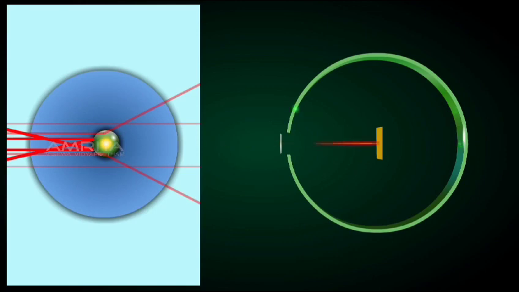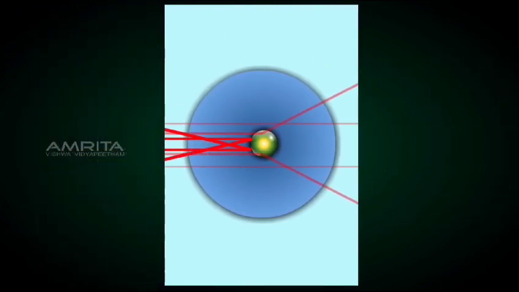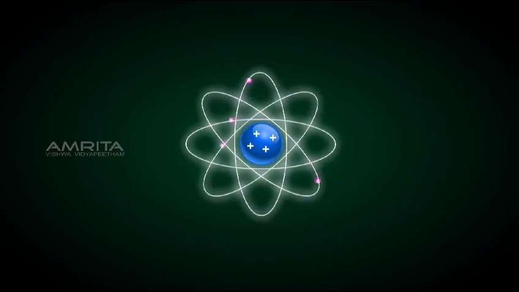Based on these observations, Rutherford put forward a nuclear model of an atom, which has the following features: there exists a positively charged center of an atom called the nucleus, and nearly all the mass of an atom is concentrated in the nucleus. Electrons revolve around the nucleus in well-defined orbits. The size of the nucleus is very small as compared to the size of the atom.